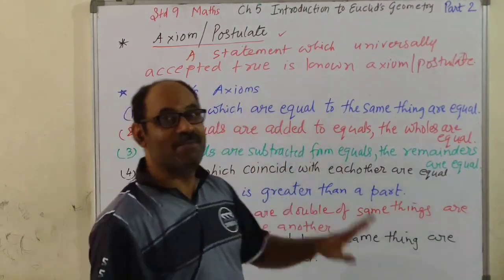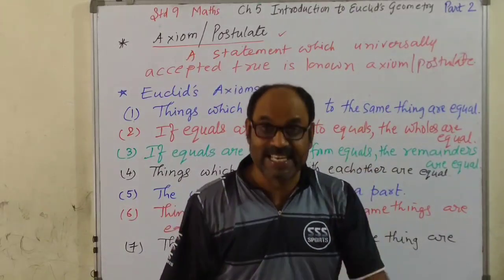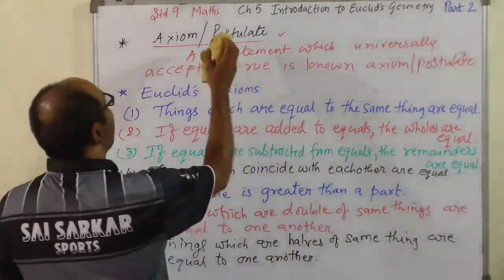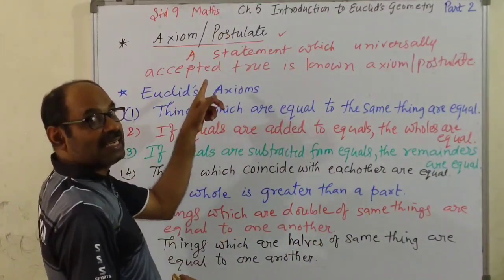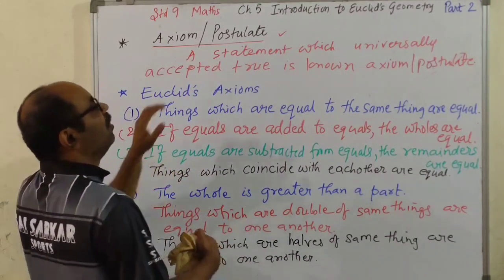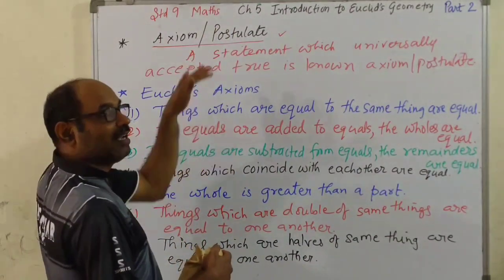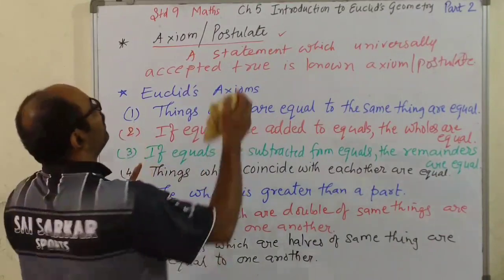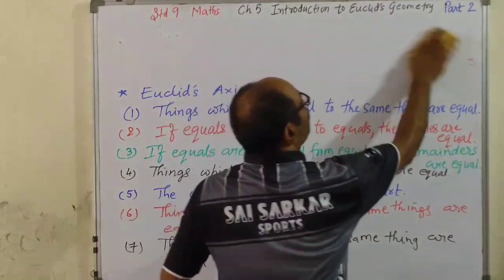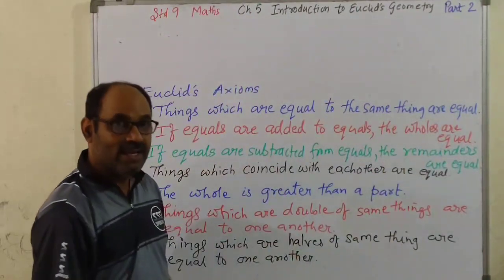Euclid had given some axioms. We are going to see that and try to understand. I'll remove this part. You can write the definition if you want. In fact, you should enter it in your notebook, so you can pause or take a screenshot and write that definition. I'm removing it because I'll need to explain the postulates or axioms given by Euclid.